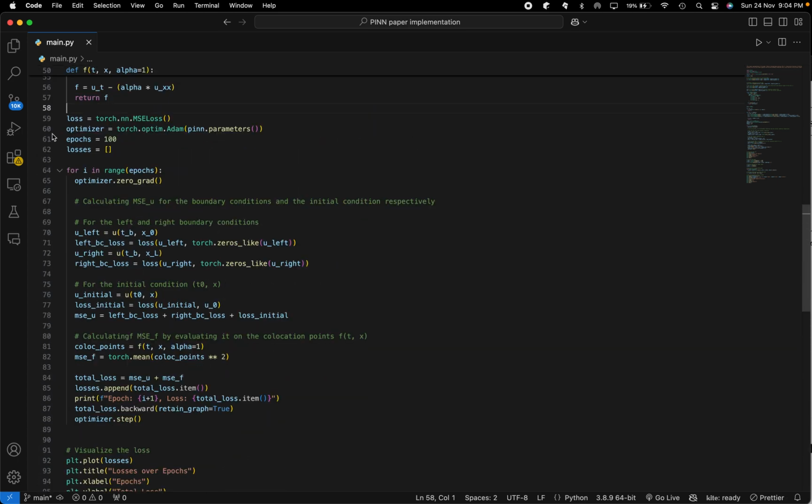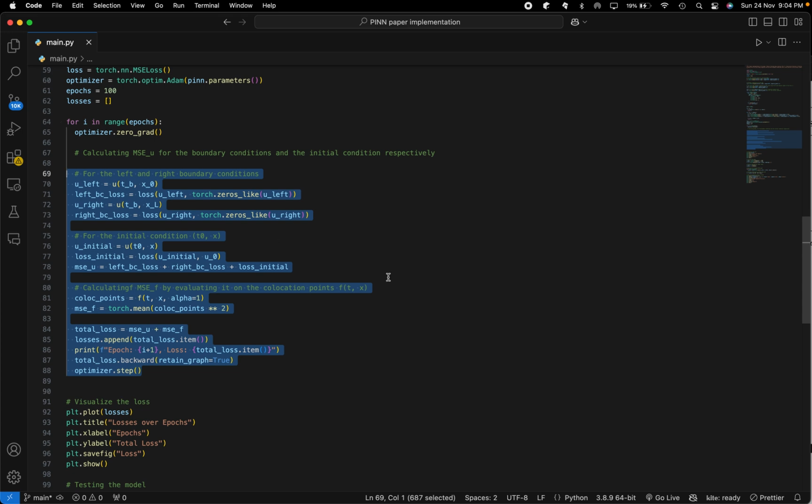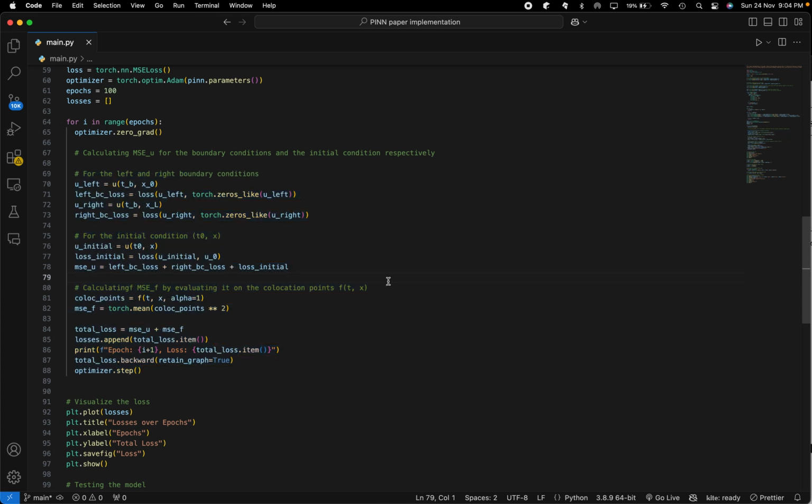You define the loss, which is going to be a mean squared error, optimizer, epochs, and I'm just logging all of my losses in this list. I am just looping over the epochs, zeroing the grad, simple stuff. So here I'm actually doing the loss calculations. You can see it's a little bit more, but believe me, it's actually not that hard. It's not too crazy.